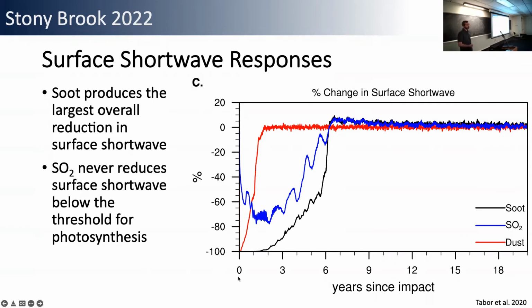And finally, the dust, like soot, does a very good job at blocking light just because we have so much dust in the system, but it falls out fairly quickly, and so it doesn't have nearly as long of a blocking of light compared to the other two emissions.